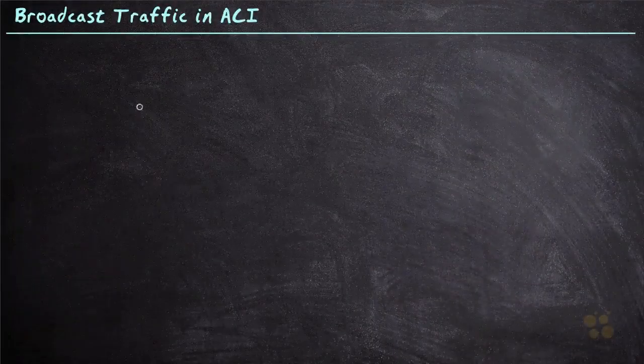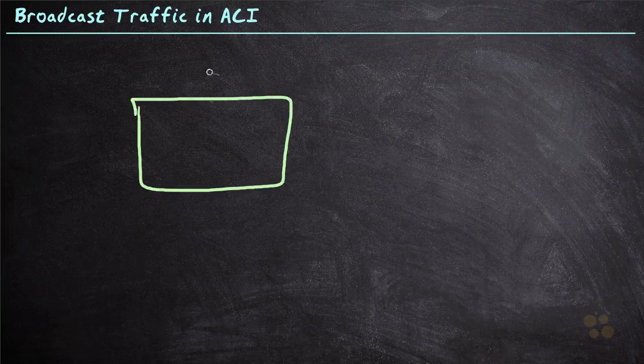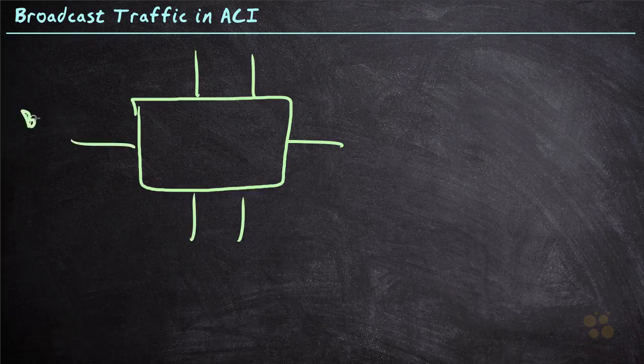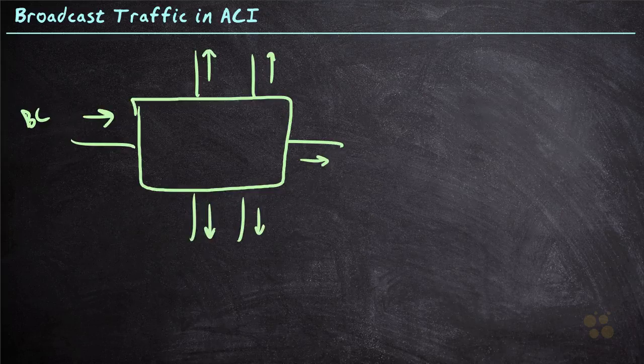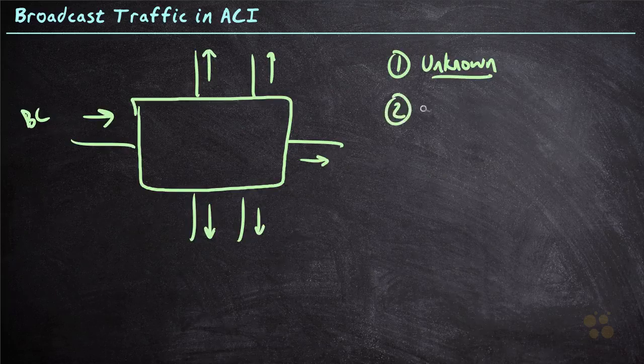In traditional networking, when we have a switch with a bunch of different interfaces on it, we know that if a broadcast packet were to come in on one of those interfaces, then the switch has no choice but to send that broadcast packet out every single interface. And this is intentional because usually one of two scenarios is happening. Either one, we're trying to reach somebody who we don't know where that person is, so it's unknown. Or number two, we're trying to reach multiple destinations all at once.